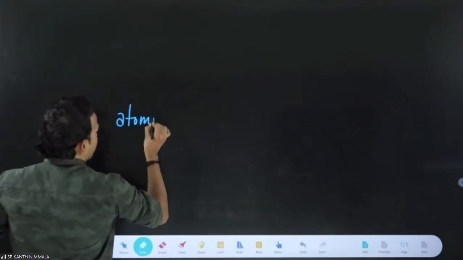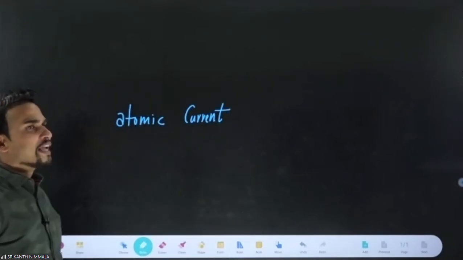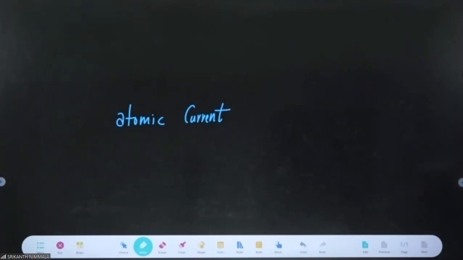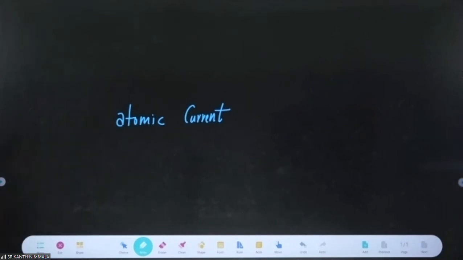You write: everybody has magnetic property due to atomic current generated by revolving electrons around the nucleus.